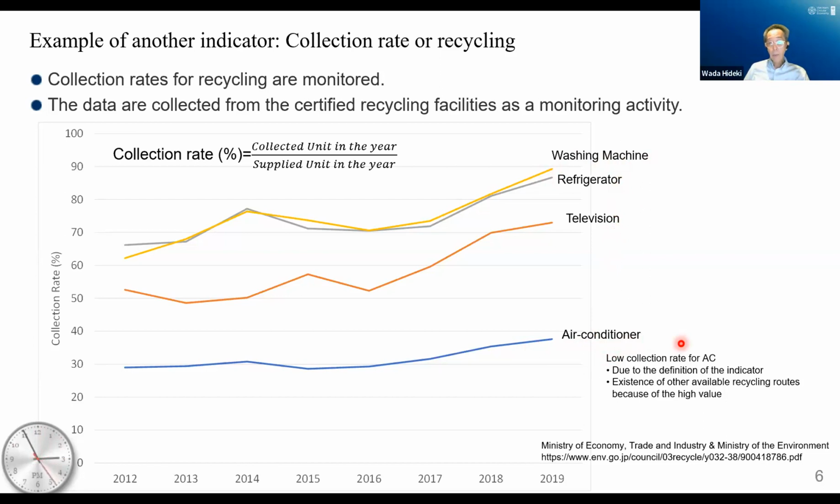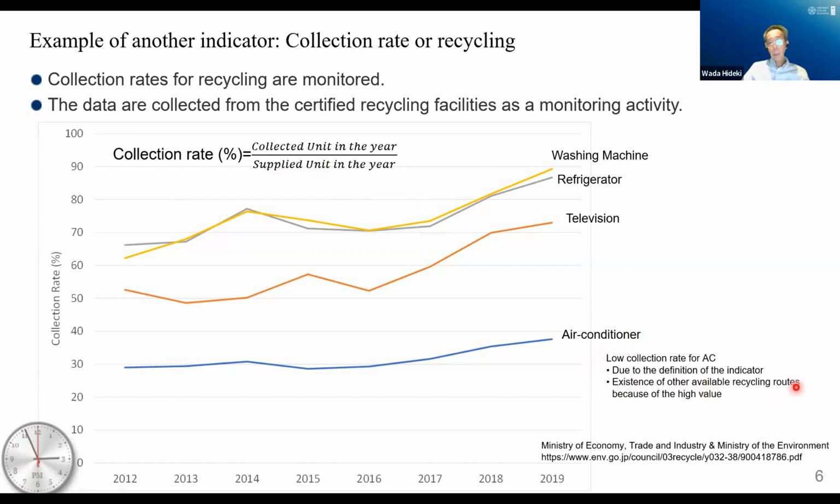One is that due to the definition of the indicator, because the collection rate is defined as collected units divided by supplied units in the year. So, for products like air conditioners, which are not well penetrated or not saturated, the collection rate would be lower than the actual.